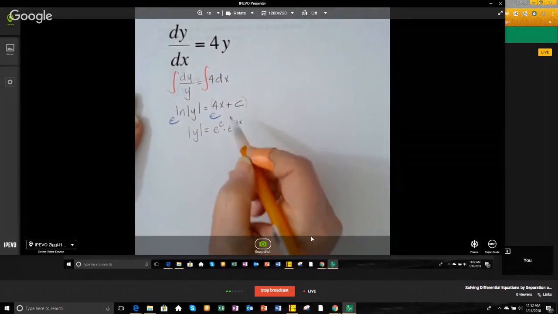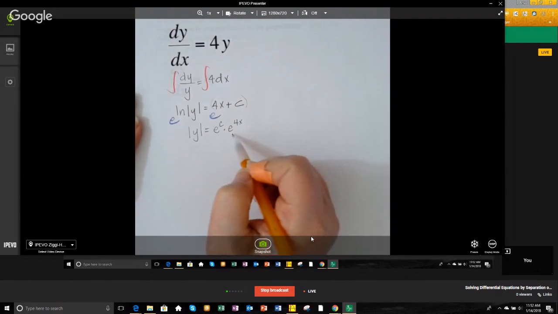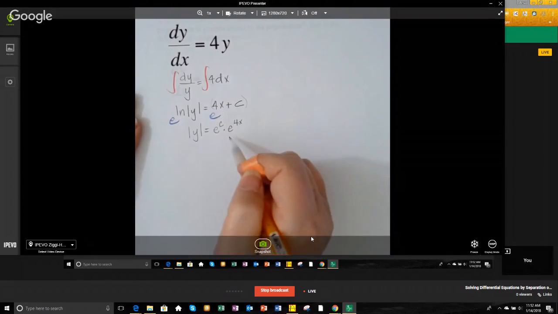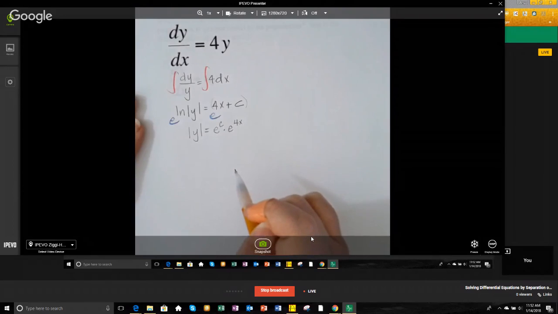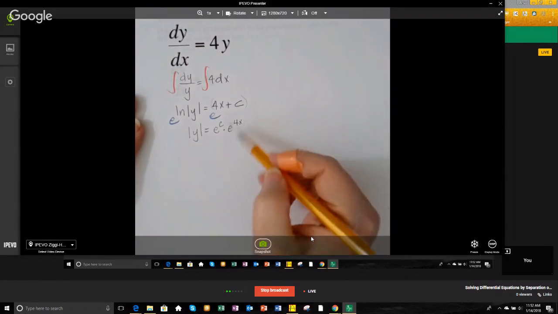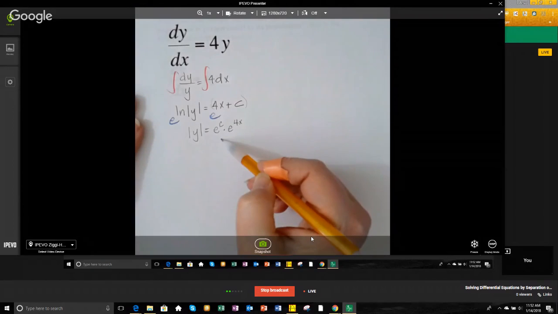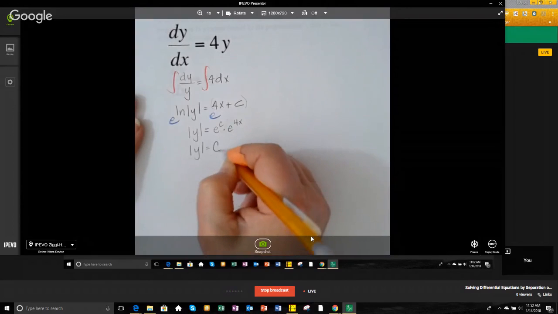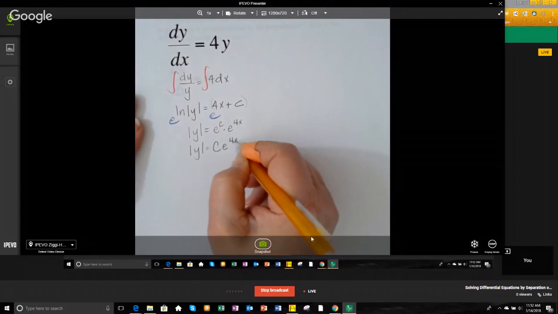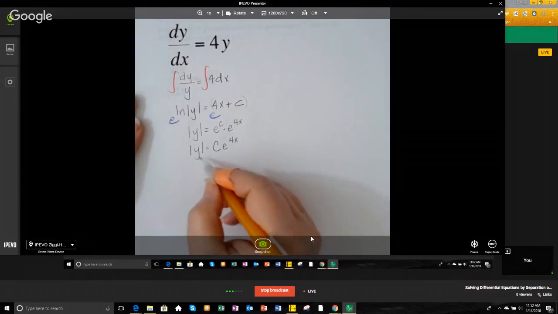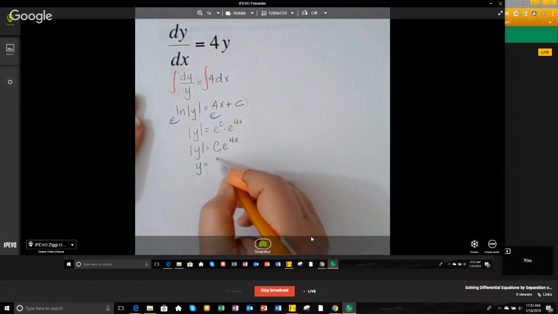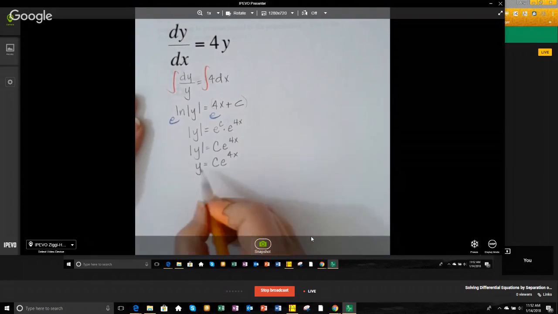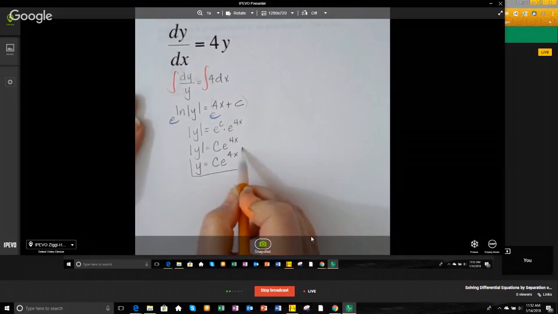And I can do that because when you are multiplying with the same base, what do you do with the exponents? Well, you add them. So I'm going to unadd them and multiply them with the same base. Because now, believe it or not, all this e to the c is a big constant. And so I can say that the absolute value of y is equal to c e to the 4x. And I can drop the absolute value bars now because I can make this c positive or negative. Okay? And this right here is my general solution.